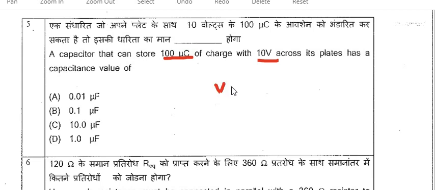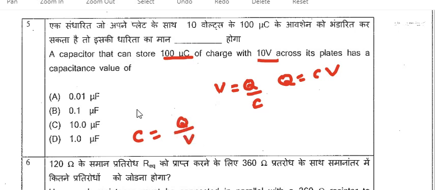We know that Q is equal to CV. So if you want to find V, it will be Q by C. Suppose you want to find C, then C is equal to Q by V. Okay, Q by V.